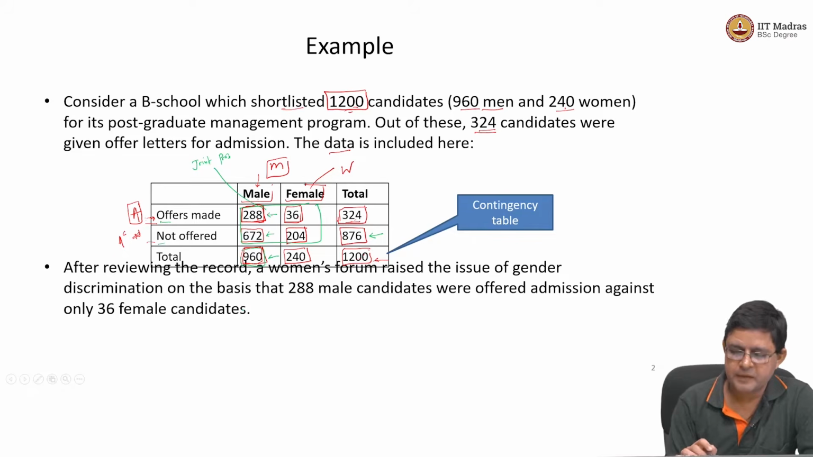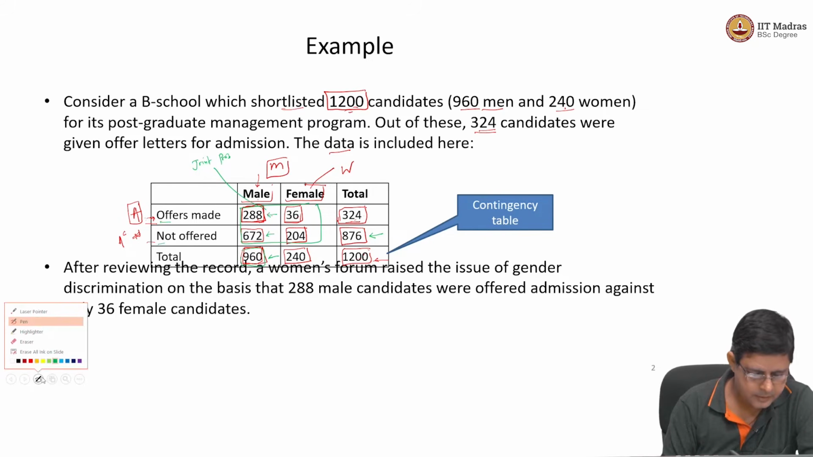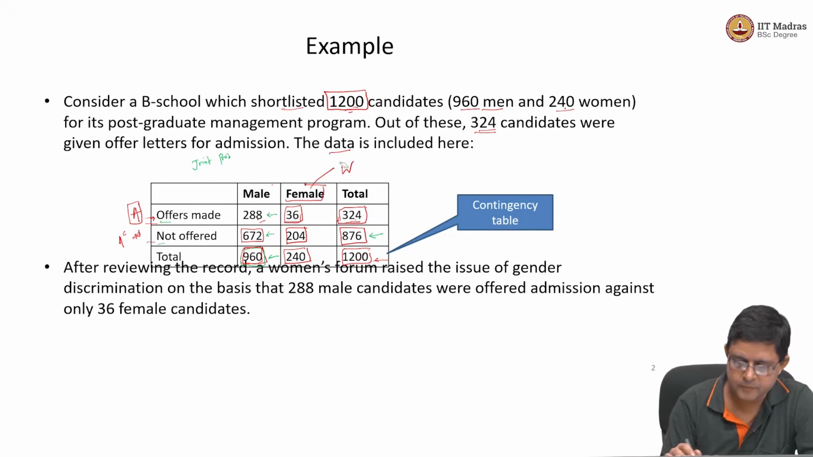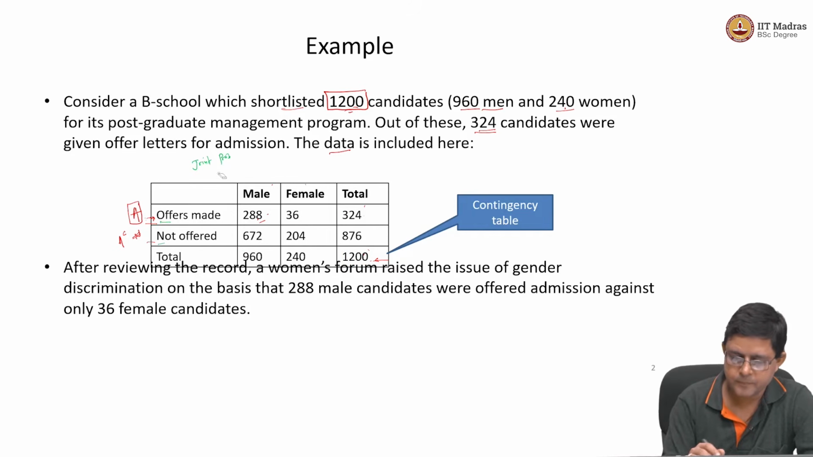We are saying the candidate is already a male candidate, so we are not worried about the rest of the table, right? We are not worried about the rest of the table. Let me erase all this, this was only for explanation, and keep the contingency table clean.